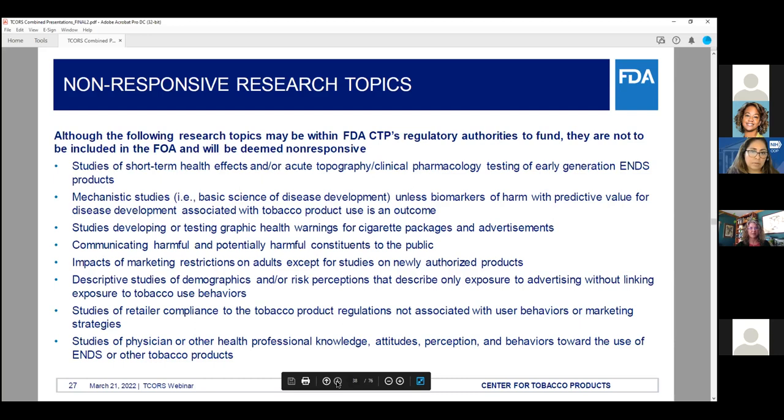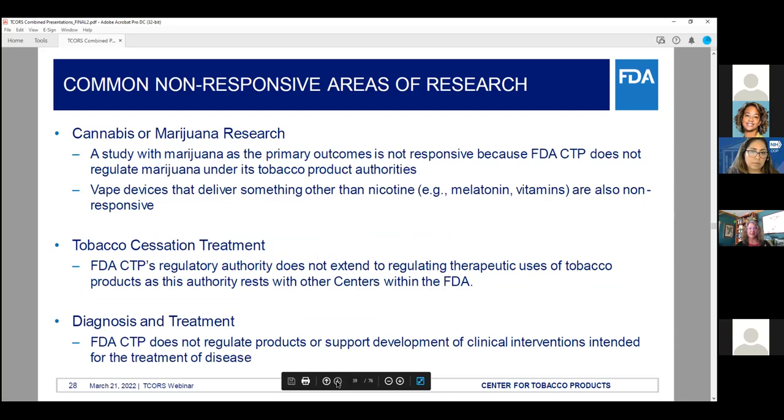Before I close, I'd like to take a minute to talk a little bit about some common non-responsive areas that we encounter here at CTP in working with researchers. There are a number of them, but these are three that really rise to the top. The first of which is research around cannabis or marijuana. And for this example, I'm going to expand it to really any vaping device that might deliver something other than nicotine. So we know that there are products being advertised right now that deliver melatonin, for example, or different vitamins. All of these are non-responsive areas of research if the primary outcome is how that specific device impacts health or impacts use of that particular product.